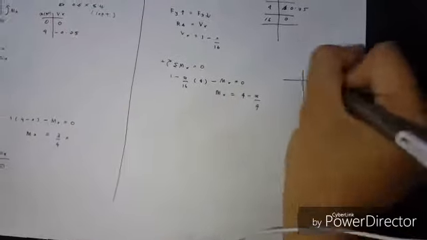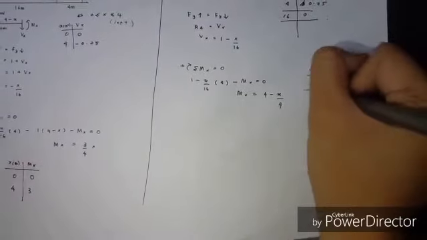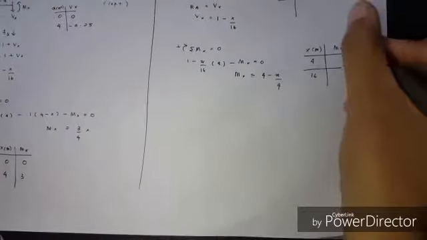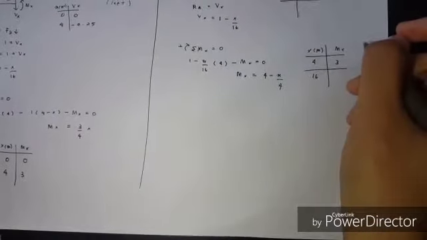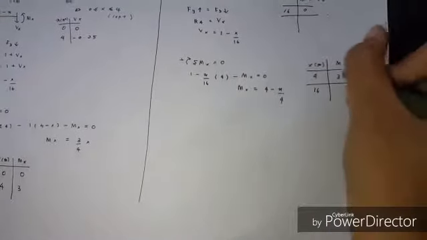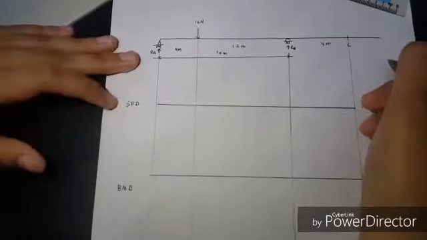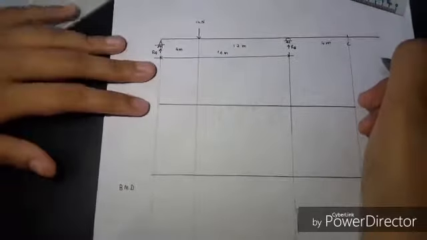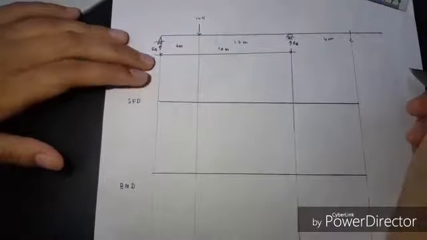To find the value Mx, we assume x is 4 meter and 16 meter. So when x equal to 4 meter, we got Mx equal to 3 kilonewton meter. Then when x equal to 16 meter, we got Mx equal to 0. Okay, now we draw the SFD based on the value Vx and Mx that we got just now.